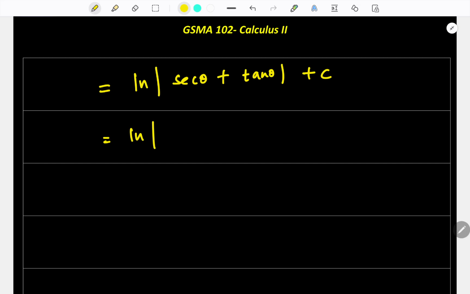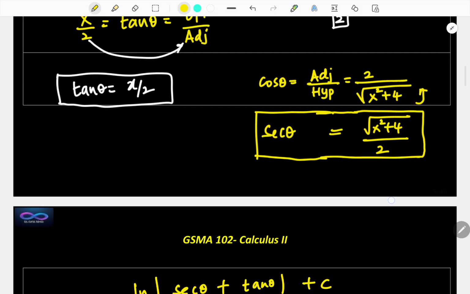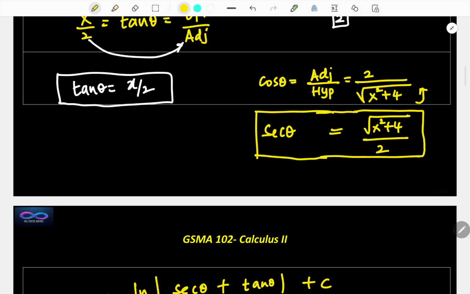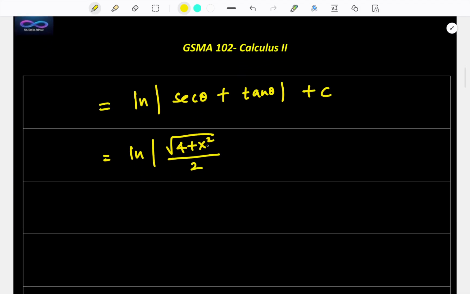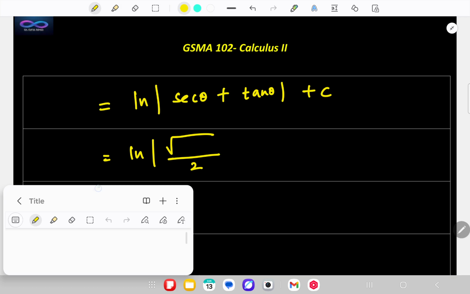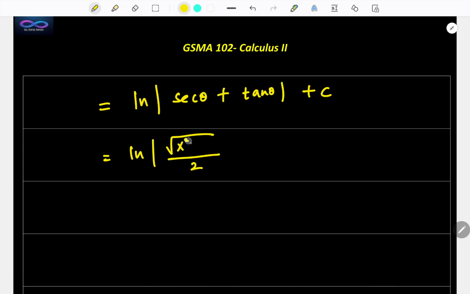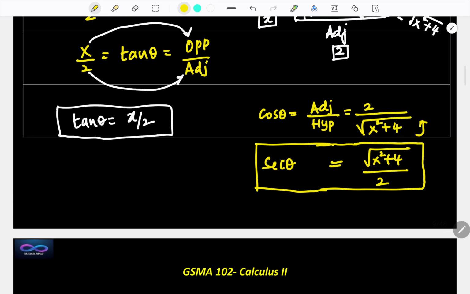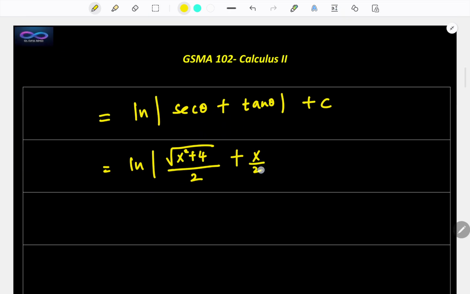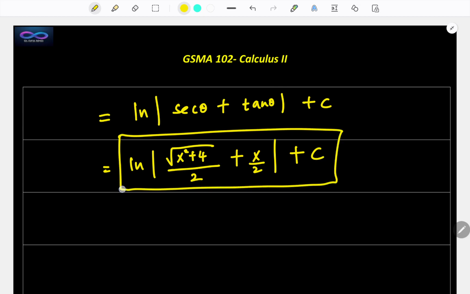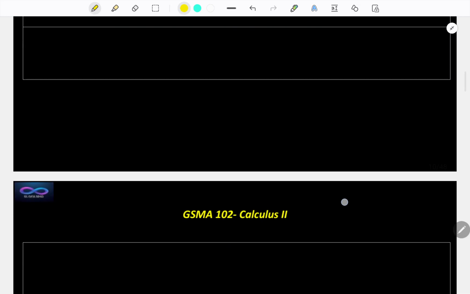So Ln absolute value, what is your secant theta? Which is square root of 4 plus x square divided by 2. Am I right? Yes, x square plus 4 divided by 2. So x square plus 4 divided by 2 plus, what is tan theta? x by 2. So this is x by 2 plus integrating constant c. So this is going to become your final answer.